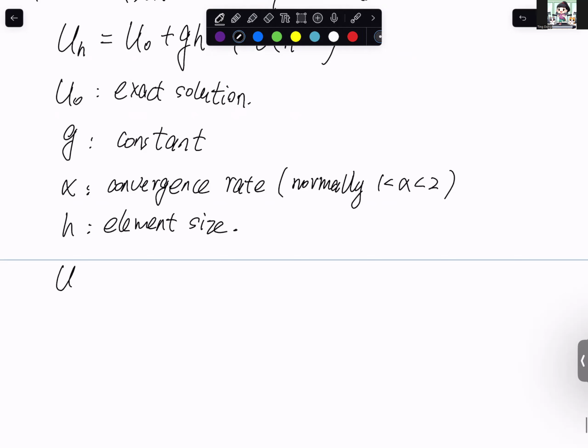And U sub h, the U is just a result from Abaqus. It could be displacement, it could be stress. Don't just see U as displacement at a node. This is just a separate mathematical model. U means whatever stress result or whatever displacement result you get from Abaqus, or it could even be the strain result if strain is your concern. So U sub h is the displacement or stress result for element size h.